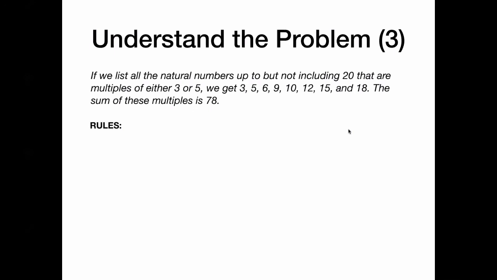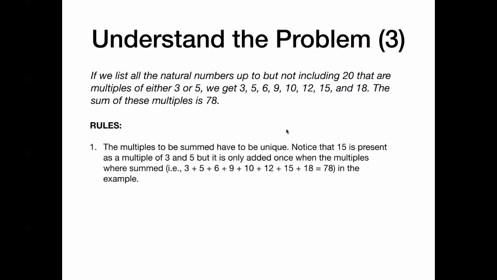And here, in this paragraph, at least we can deduce a couple. So one rule: the multiples to be summed have to be unique. Notice that 15 is present as a multiple of 3 and 5, at least in the example on the previous slide, but it's not added twice, it's only added once. So the multiples that we're considering are only those that are unique: 3, 5, 6, 9, 10, 12, 15, and 18. 15 would appear twice because it's a multiple of 3 and a multiple of 5, but we included it only once. So that's something we can deduce from this one.